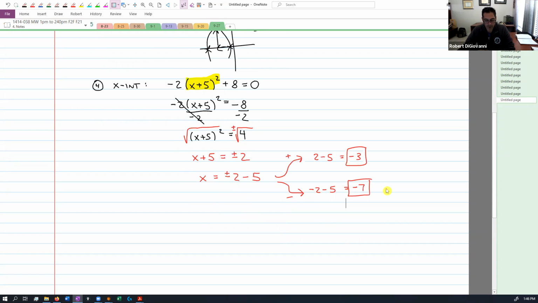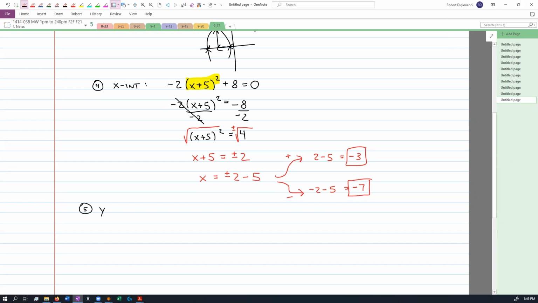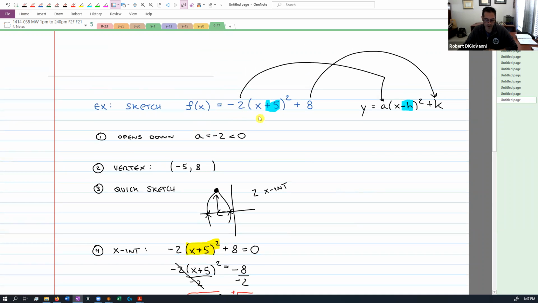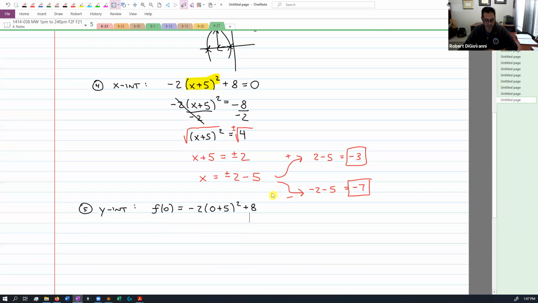I am cranking along here. What's next? I forgot. Find the Y-intercept. Okay, so here we have to plug 0 into the function, right? All right, that's not going to be as easy as it was before. I'm going to have to plug 0 in for the x, like that. So I go to the original function, I replace the x with 0.